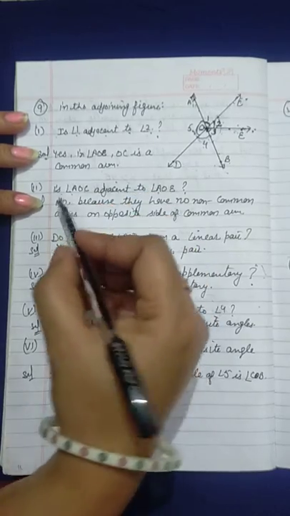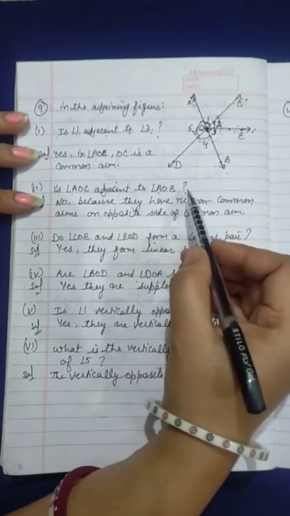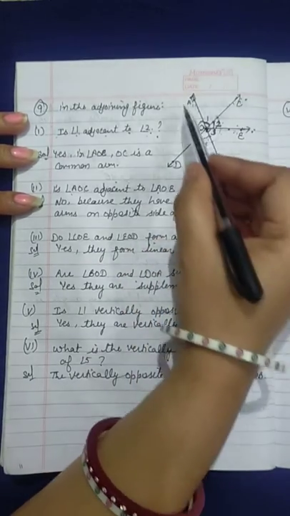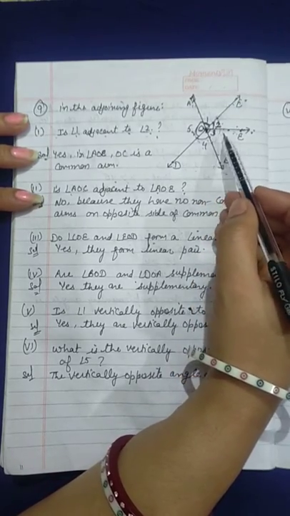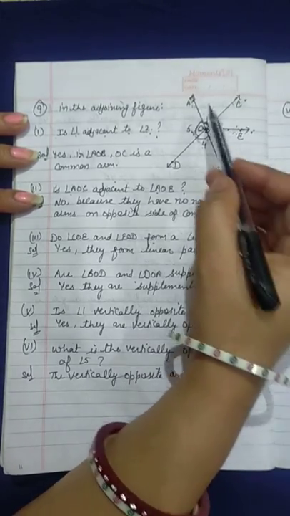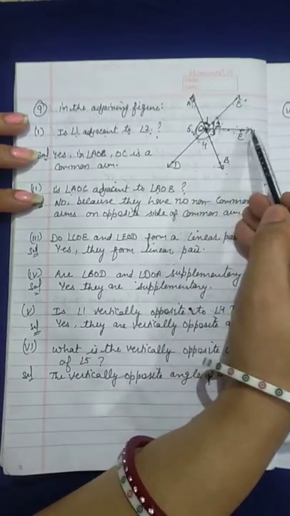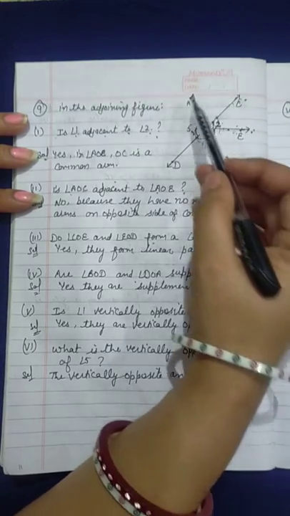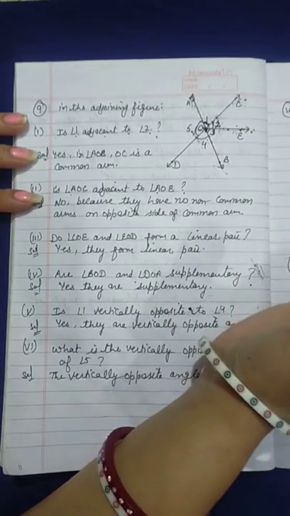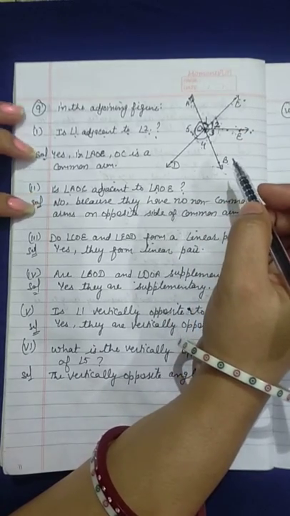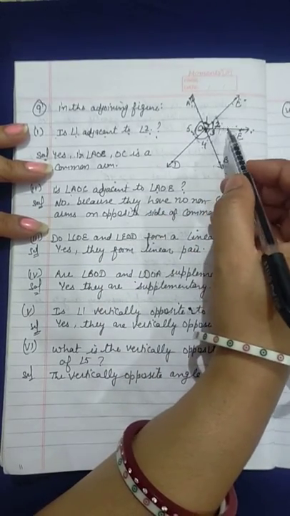So angle AOE is adjacent because OC is the common arm here. Then the second part: angle AOC, this one, angle 1, adjacent to angle AOE? AOC is this one angle and AOE is this whole angle. They are asking whether both angles are adjacent. In angle AOC, there are the AO arm and OC arm. In angle AOE, there are the OA and OE arms. It means AO is the common arm, but the other non-common arms are on the same side only. They do not lie on opposite sides of the common arm, so they are not adjacent angles.